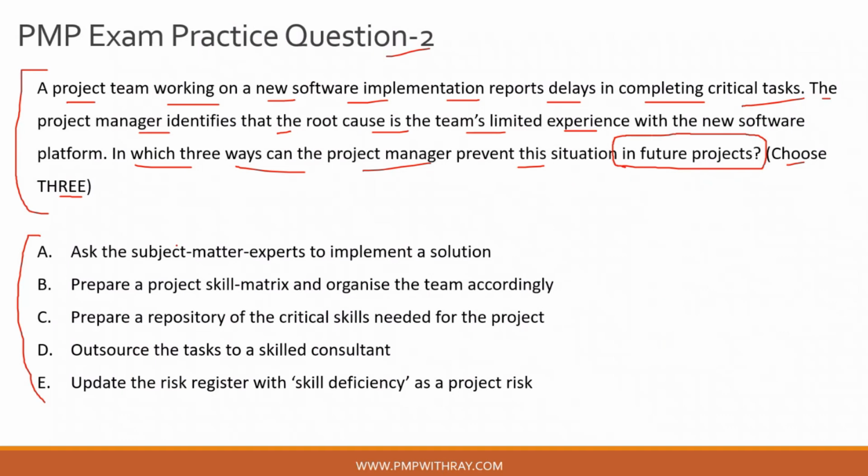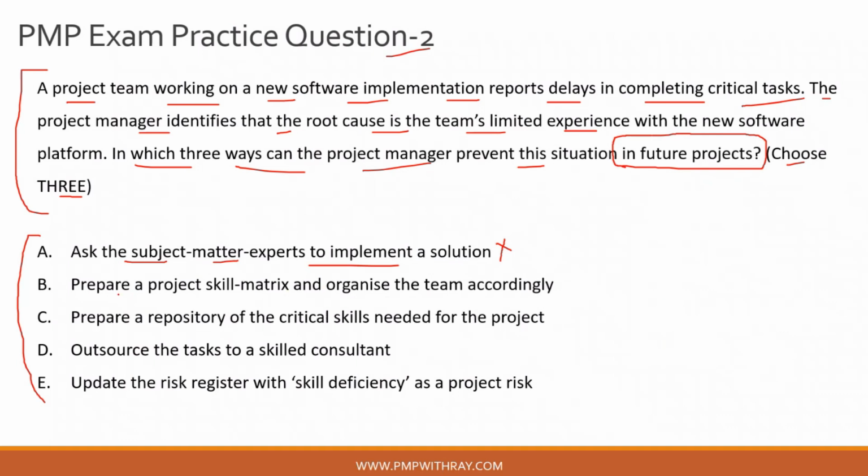But the crux here is to identify the options which will help you plan systemic fixes for future projects. So let's look at option A, which is to ask the subject matter experts to implement a solution. This is incorrect, guys. Because you are taking an action for this project, and it does not guarantee that in the next project you will not again be calling upon the subject matter experts to implement the solution. Otherwise, what is your role as a project manager, right? Every time you face a problem, you go to subject matter experts and ask for resolution. So that is why this is not a systemic fix, and that is why option A is incorrect.